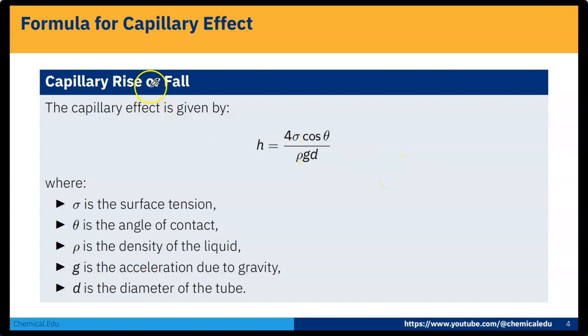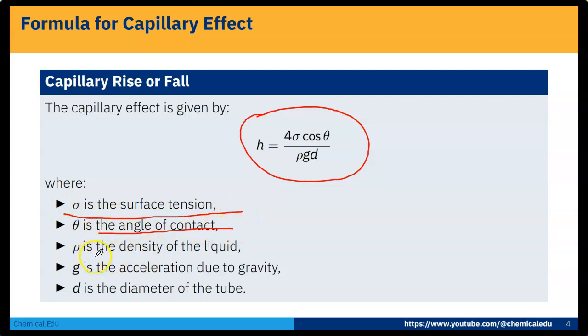Now, capillary rise or fall. The capillary effect is given by, as we know, H is equal to 4 sigma cos theta by rho g d. Here sigma is surface tension, theta is angle of contact, rho is density of the liquid, g is the acceleration due to gravity, and d is the diameter of the tube.